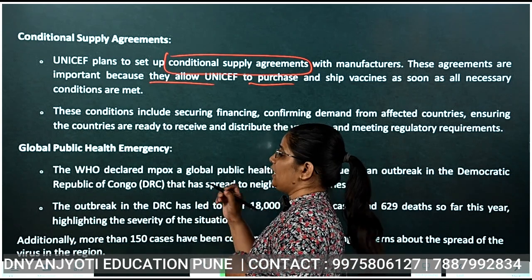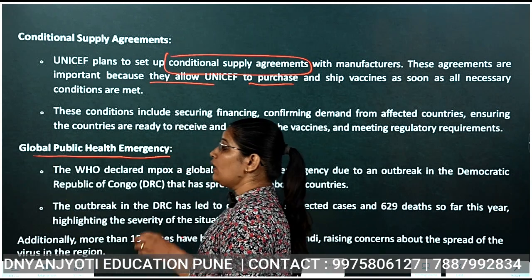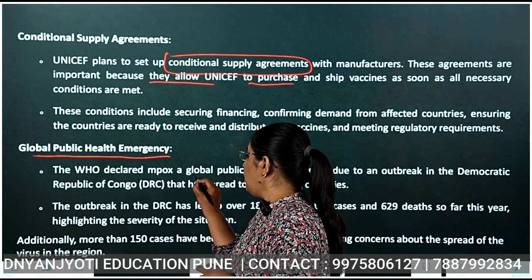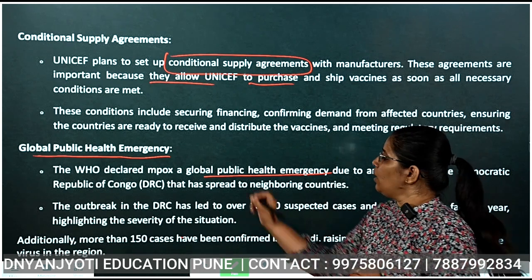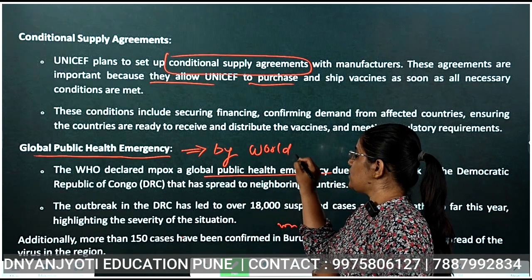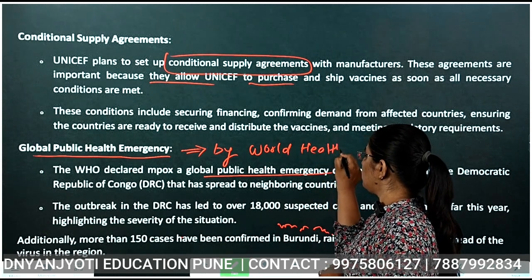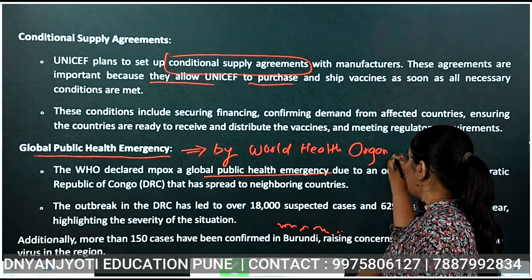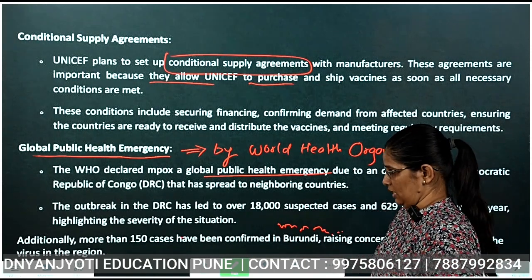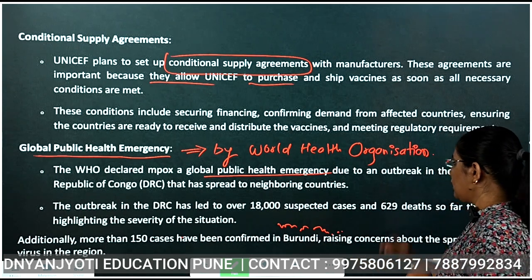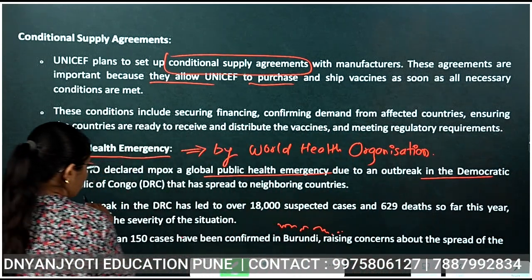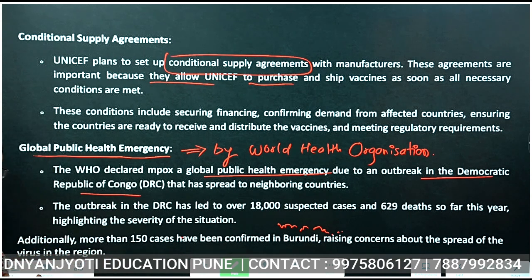Now one important term associated with this article is the global public health emergency. Mpox has been declared a global public health emergency by the World Health Organization. It should be remembered that the World Health Organization has the authority to declare any disease a global public health emergency. This decision was made due to the outbreak of Mpox in the DRC, that is the Democratic Republic of Congo, and the outbreak is spreading to other countries also.